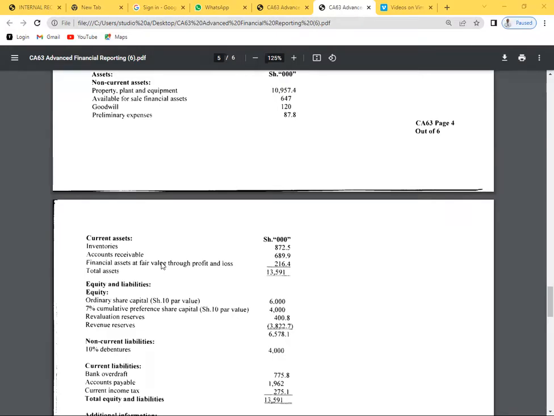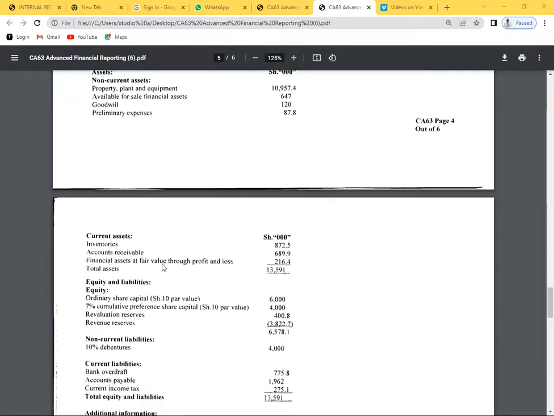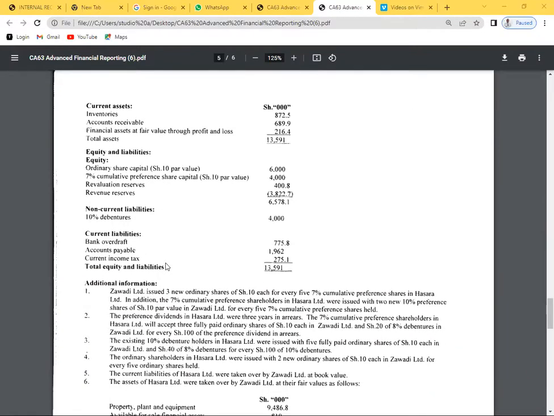And then I have the current liabilities. I'm only copying everything the way it is given there. Under current liabilities, I can see bank overdraft. I can see payables. From there, I'm able to see the current income tax. So I'm able to see the tax there. And then I have the total equity and liabilities.